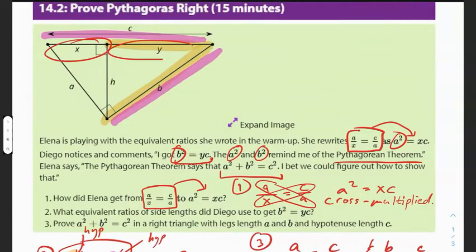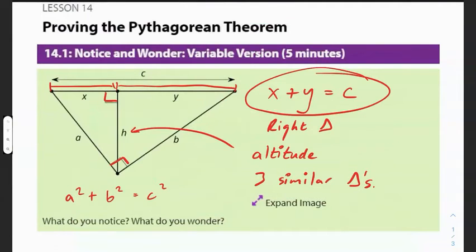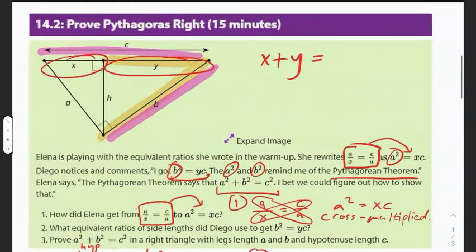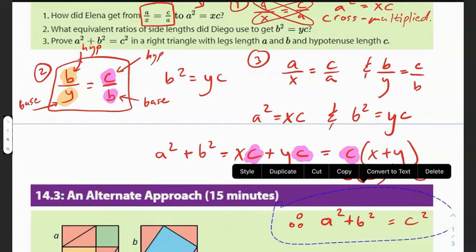X plus y equals what? Flashback time. X plus y was c. So if x plus y is c, this is just technically c times c, which is c squared. Therefore, a squared plus b squared equals c squared. Okay? These two kids were onto something, for sure.